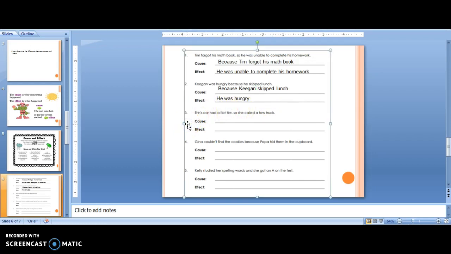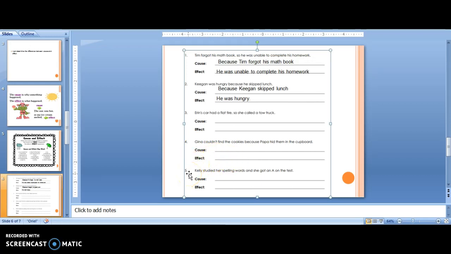For the next two, we'll just read over them. Erin's car had a flat tire, so she called a tow truck. Well, because Erin's car had a flat tire, the effect is that she had to call a tow truck. Number 4, Gina couldn't find the keys because Papa hid them in the cupboard. The cause, because Papa hid them in the cupboard, Gina could not find the keys.